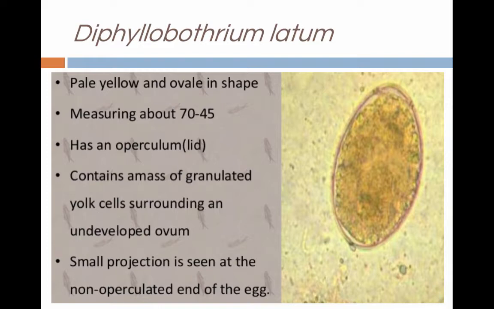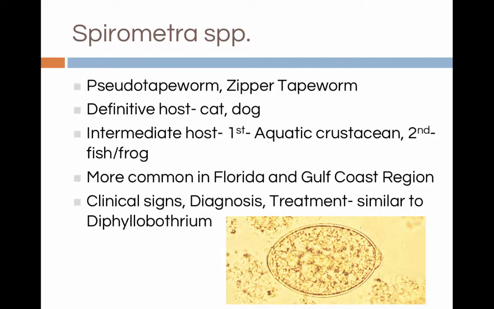Spirometra. I think this is our last one. Yeah, it's our last one, so hang in there with me. Spirometra is another pseudo tapeworm. Its common name is the zipper tapeworm. So Spirometra species is known as the zipper tapeworm.